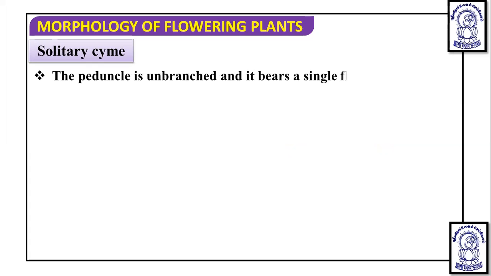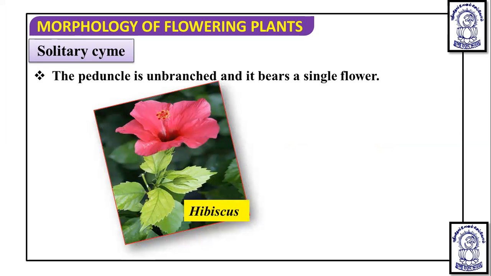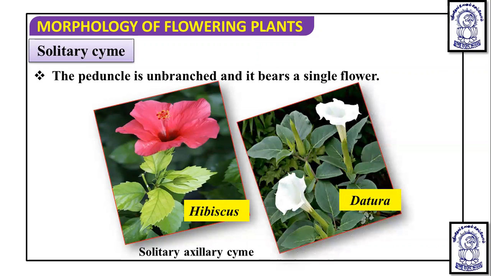So here the peduncle is unbranched, and so the tip of the peduncle bears a single flower. So you can see this is a hibiscus in which solitary axillary cyme is seen. Yes, the growing point terminates into the flower, but it is present somewhat in the axil, so it is known as axillary cyme. And datura, where you will see the terminal cyme. So what is actually this? This is particularly the stem, unbranched, okay, peduncle.